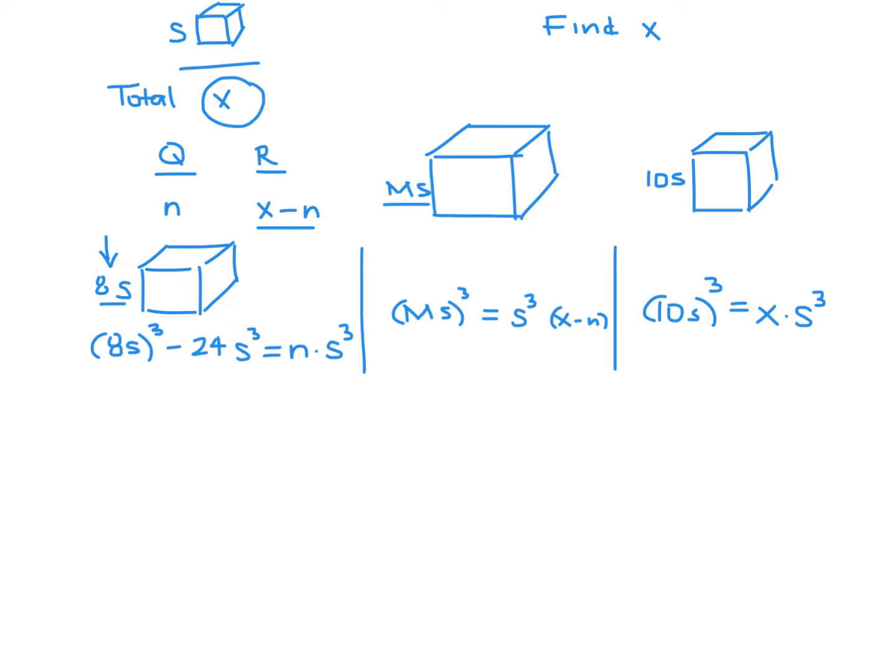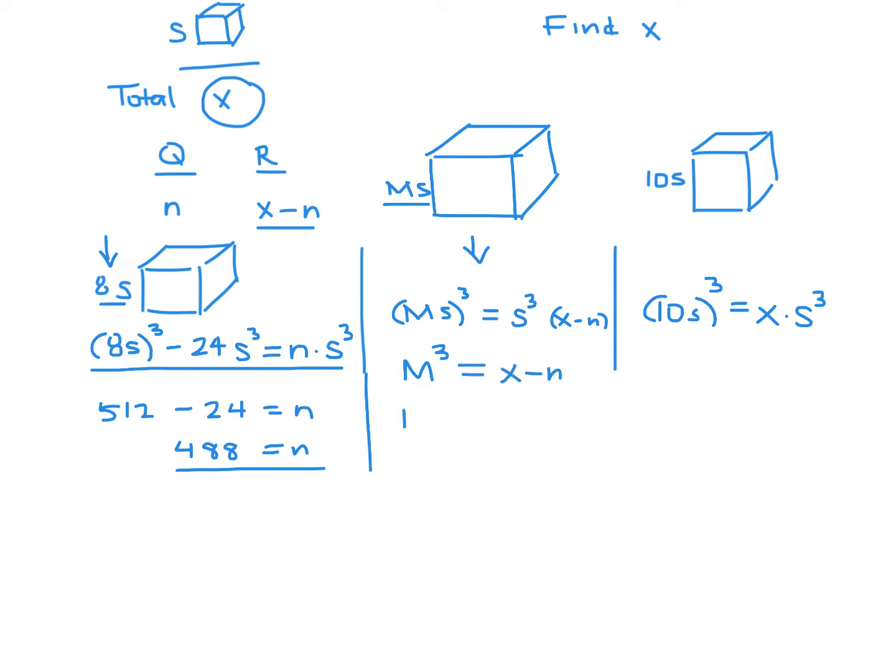Okay, so let's see what we get. In this one here, everything has s to the power 3, I believe, so I can cancel those out. And then 8 to the power of 3 is 512, minus 24 is equal to n, I believe. Yeah, so n is equal to 488. Okay, that's good. I mean, so far it seems good. Okay, let's move forward to this guy here. The s to the power 3's will cancel, so I'm just going to have m to the power 3 times x minus n. And then m to the power 3 is going to be x minus 488. Okay, so that doesn't really give me anything, but I can experiment.